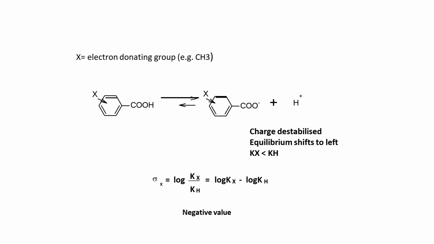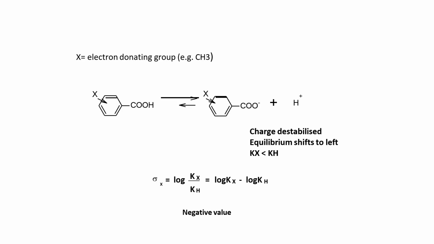In the earlier case we discussed the electron withdrawing groups. In this case we are going to discuss the electron donating groups. So this is the structure of benzoic acid, which will give the benzoate ion plus H plus ion, and with electron donating groups it will give the benzoate ion plus H plus ion.